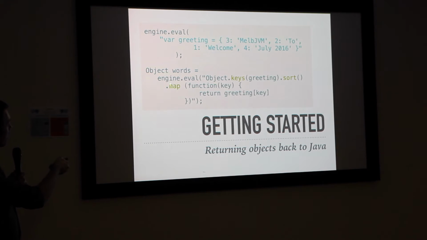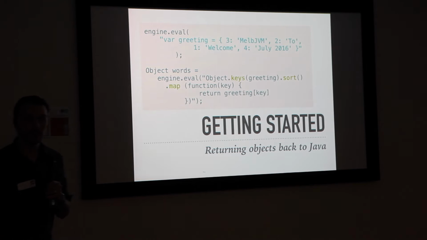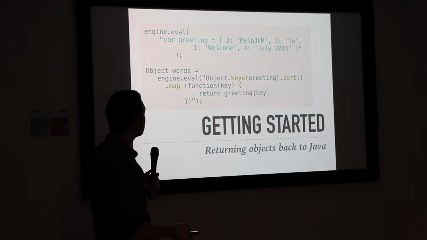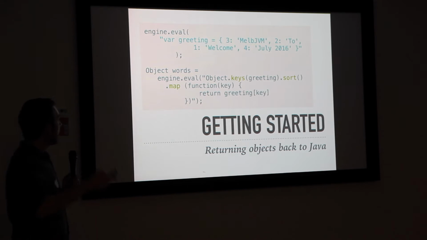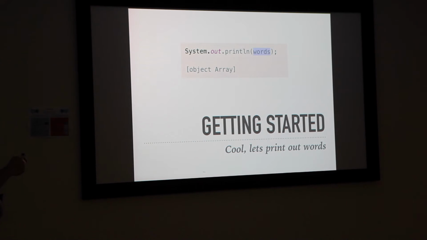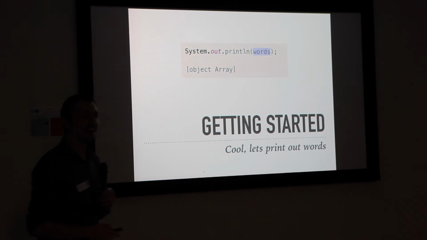So I go engine.eval, it's going to give me this object back of words. What do you think it's going to give me? All right, so I got welcome to Mail JVM, July 2016. And let's do it. Oh, it's not quite. Who still uses Firefox? That's kind of a bit biased, but yeah. So about 3 of you, good.